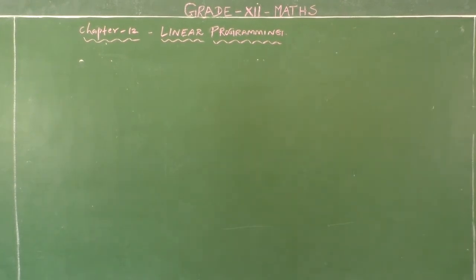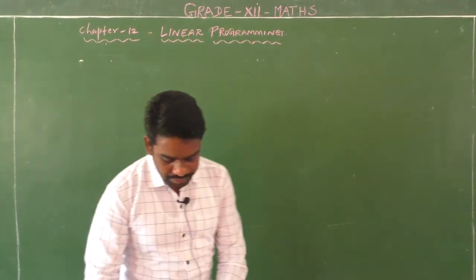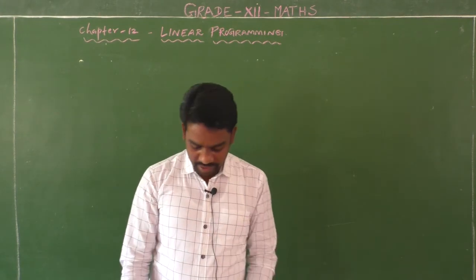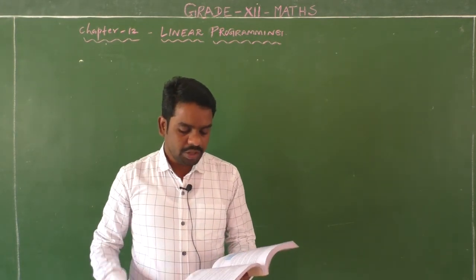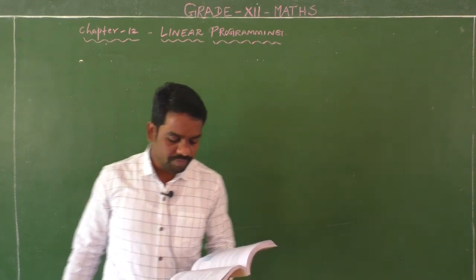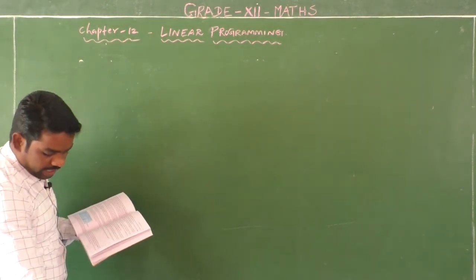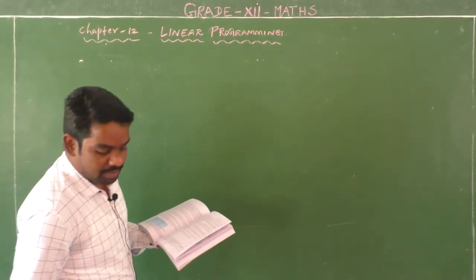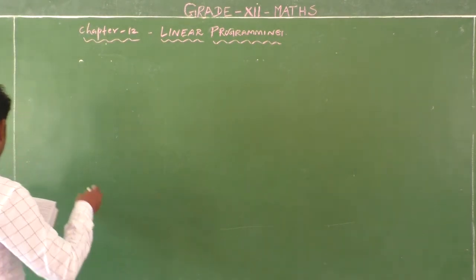Questions lesson. Example number 1, page number 509. Solve the following linear programming problem graphically. Solve the LPP problems using the graphical method. A given question.